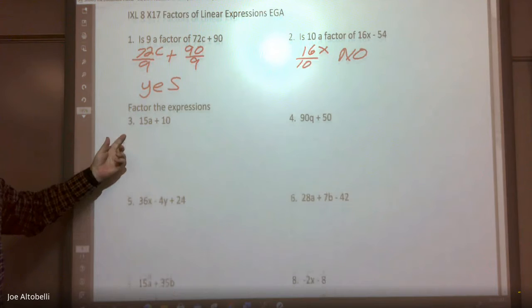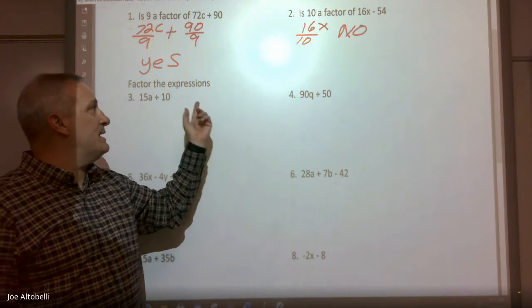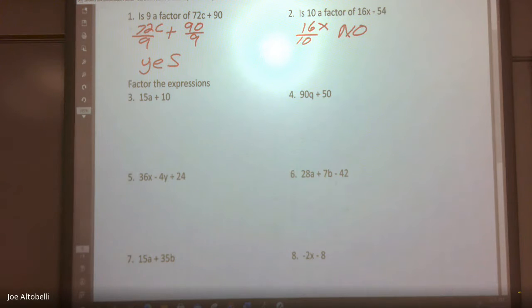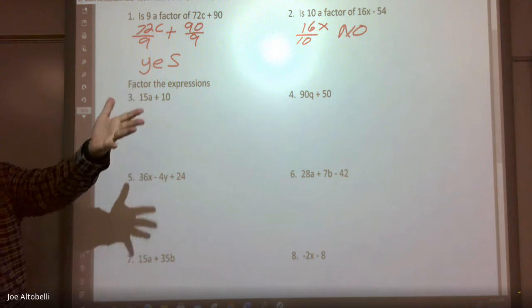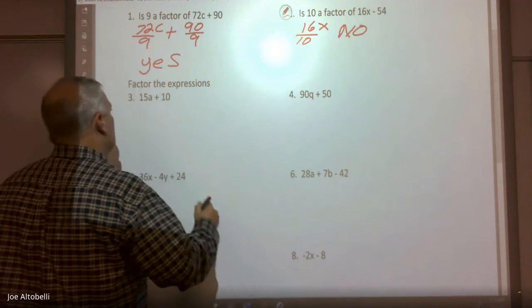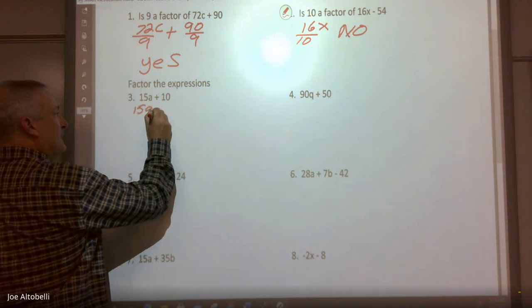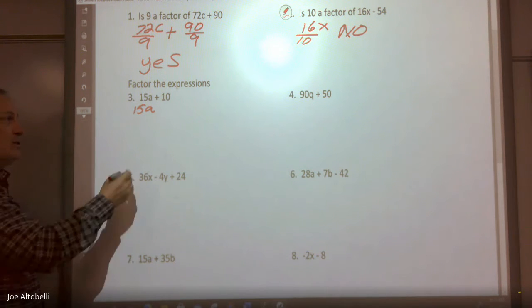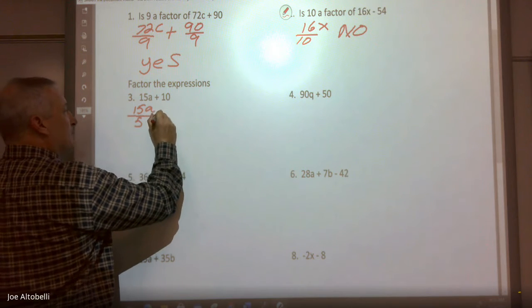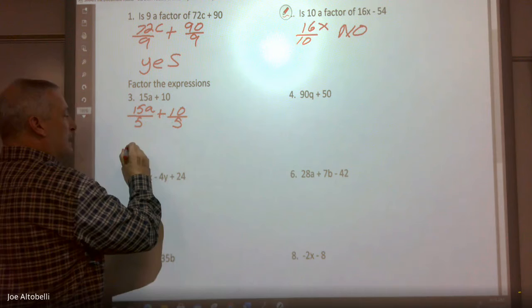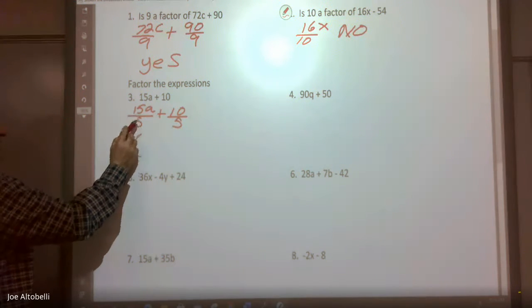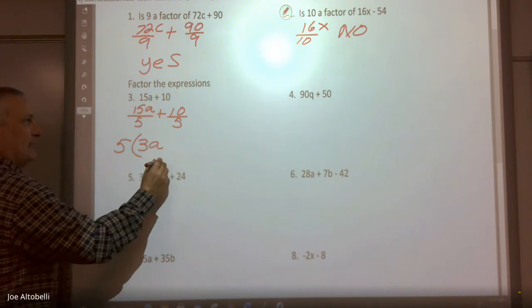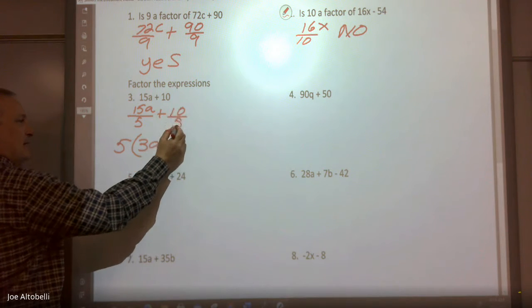For number 3 and the rest of these, you are going to determine what that factor is. What number divides into both 15 and 10? 5. Now you don't have to show this step, but I'm going to show it: 15 divided by 5 plus 10 divided by 5. So the 5 is out front, and 15 divided by 5 is 3, so that's 3a plus, and then 10 divided by 5 is 2.